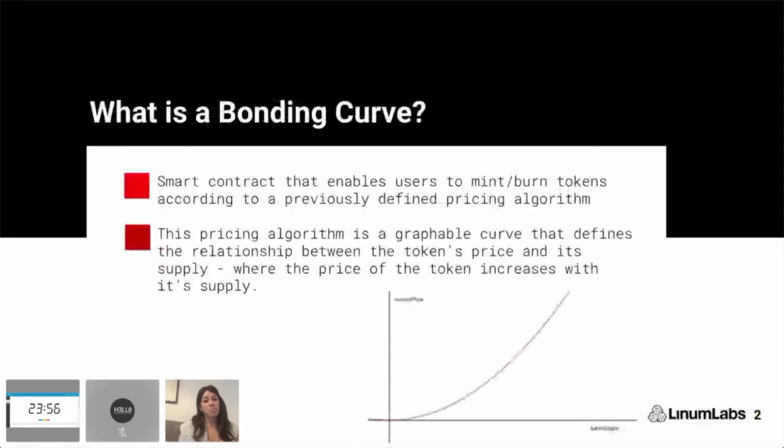So first off, what is a bonding curve? A bonding curve is basically a smart contract that enables users to mint and burn tokens according to a previously defined pricing algorithm. The pricing algorithm can be graphed as a curve, as shown below, where the price of the token is related to the token supply. This is a really basic bonding curve graph that I've attached here. It's probably represented by current price equals token supply squared. So, you know, y equals x squared. That is a pretty popular graph.